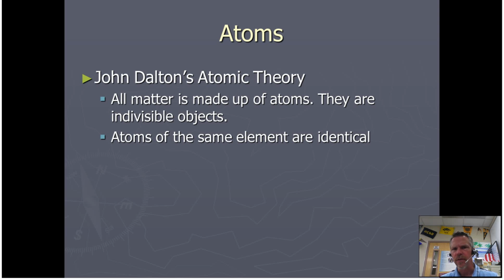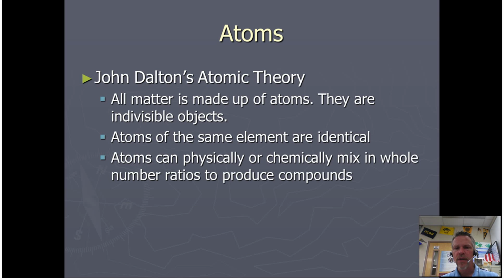So that means every single atom of copper is identical to every single other atom of copper. Again, we now know that this is not necessarily true because there are isotopes which have differing numbers of neutrons but the same number of protons, and so they aren't exactly identical to one another, but they're still, for example, copper atoms. We'll talk more about isotopes in a bit.